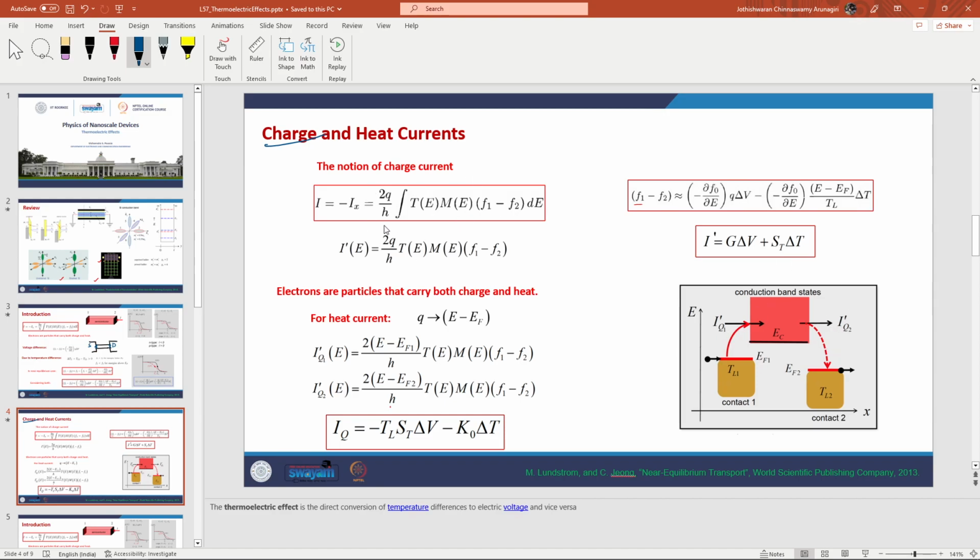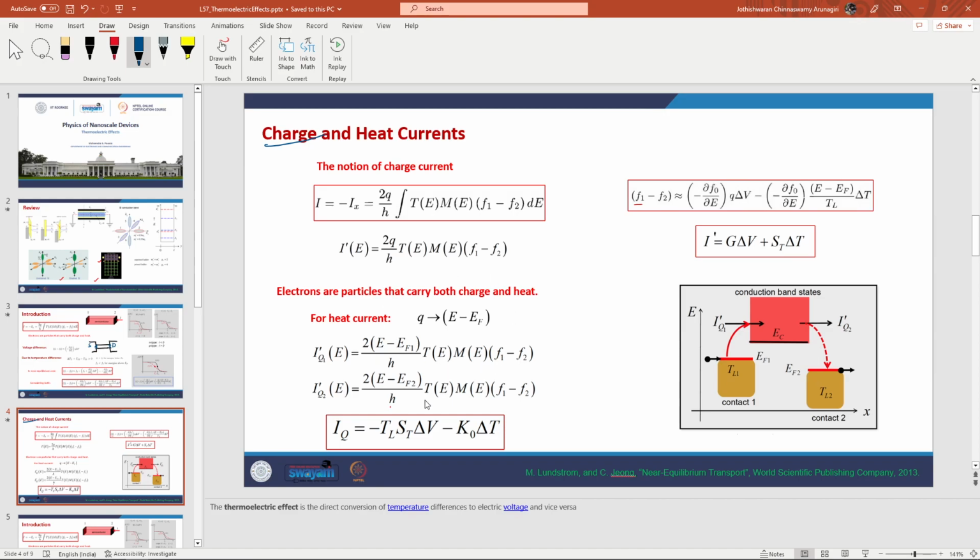So the heat current will always go from the high temperature zone to the low temperature zone. Whereas the charge current depends on what kind of a material we are looking at. So the heat current is always going to have a fixed direction with respect to the external temperature difference, whereas the charge current will depend on the kind of doping.